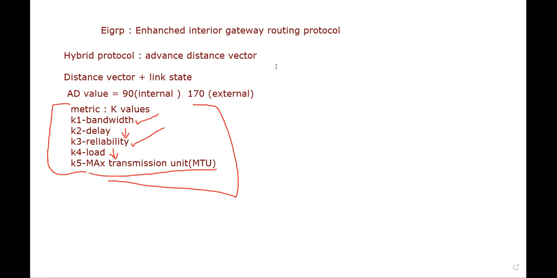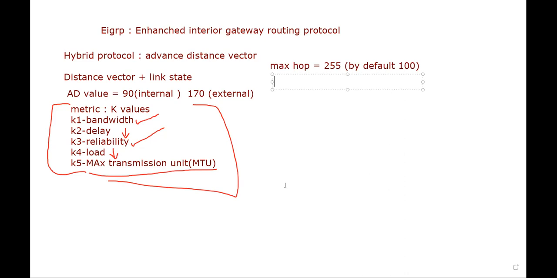One important point over RIP is that EIGRP's maximum hop count is 255, while in RIP we use only 15 hops. In EIGRP we can work with 255 hops, and by default 100 routers. So EIGRP is better than RIP.